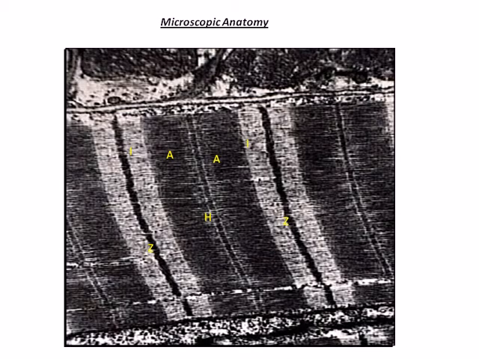Here is a micrograph of skeletal muscle. You can easily note its striated appearance. The striations are a result of the unique anatomical arrangement of smaller microfilaments that comprise the myofibrils.